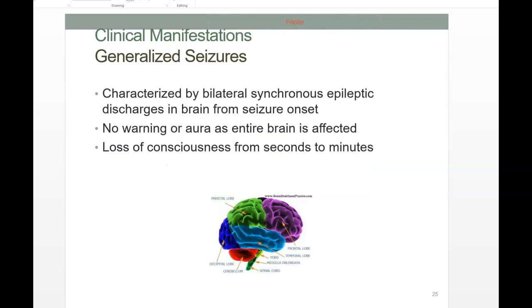So generalized seizures. Generalized seizures are characterized by bilateral, synchronous epileptic discharges in the brain from seizure onset. With a generalized seizure, you will have no warning or aura as the entire brain is affected. Sometimes people will say they have an aura before they have a generalized seizure, and if that's the case, they typically have had a focal or local seizure that progressed to a generalized seizure.